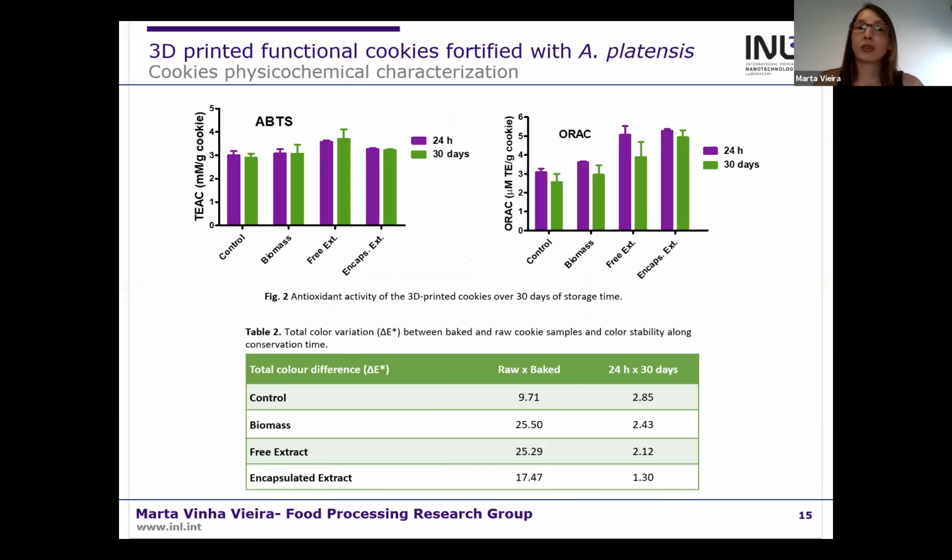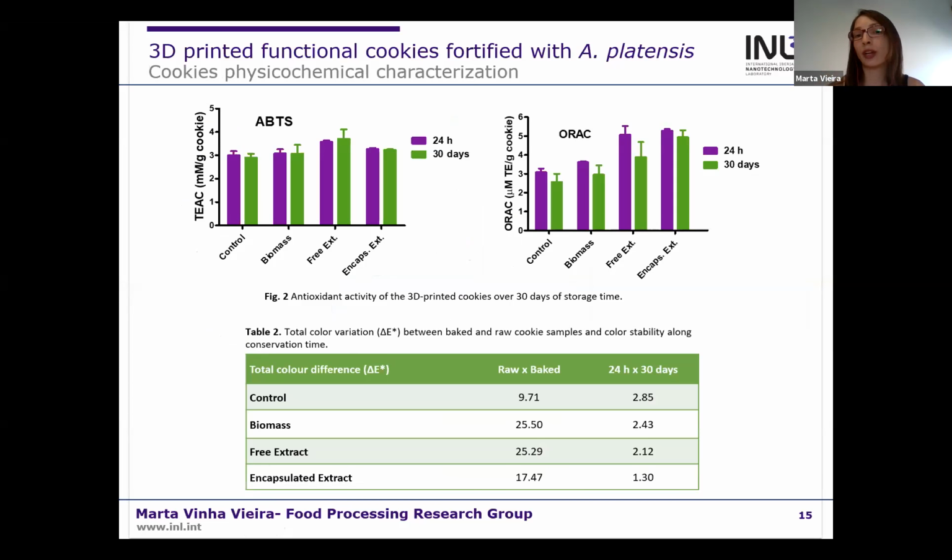So regarding the physicochemical characterization of the cookies, in the first graph here, we have the ABTS antioxidant results. We can see that after 30 days of storage, there's no significant difference between all the formulations.